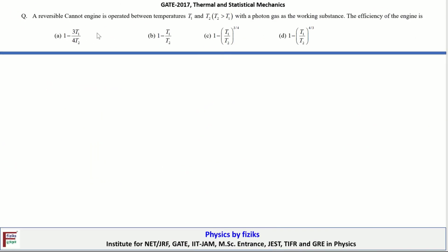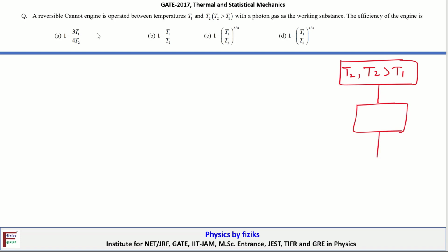So let's take a look at the next problem. A reversible Carnot engine is operated between temperatures T1 and T2 such that T2 is greater than T1. So we are given a situation where T2 is greater than T1. Let's say this is T2, a reservoir at a higher temperature, and then we have the second reservoir at temperature T1, which is lower than T2.